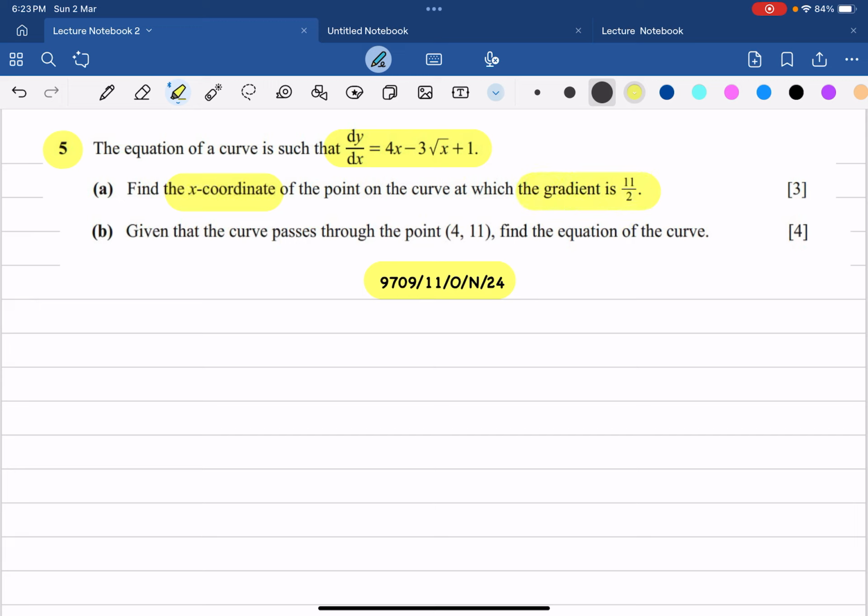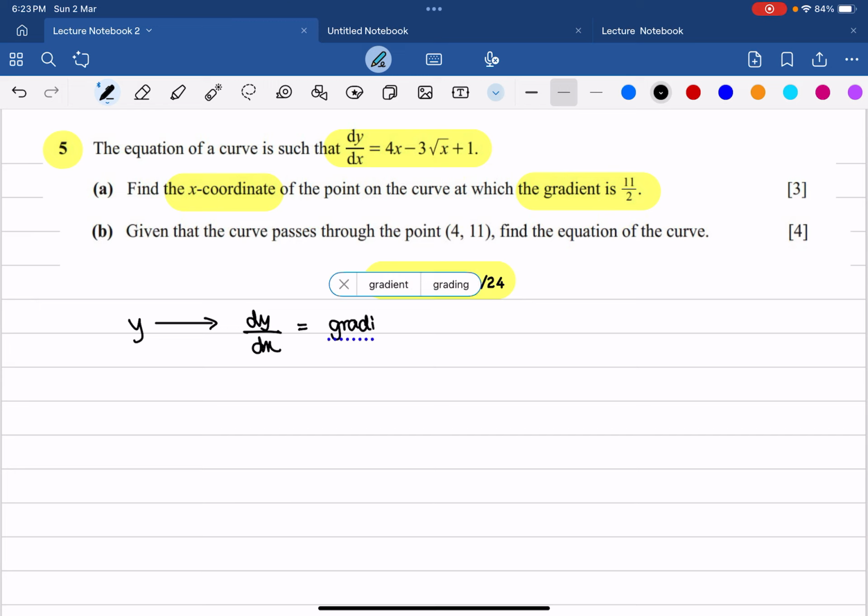Now you know that whenever you have been given the equation, whenever you differentiate an equation, you always end up getting dy by dx, and dy by dx is always equal to the gradient of the curve, provided that you have the corresponding x coordinate at which you are supposed to find the gradient. Okay? So you are supposed to find the gradient of the curve.